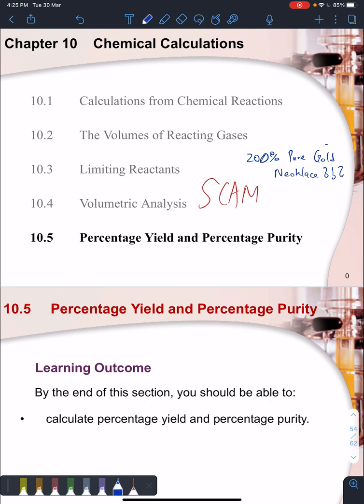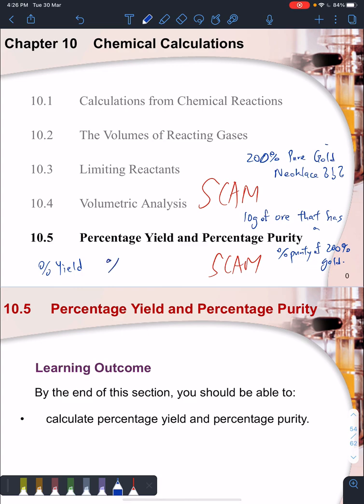Scam, right? Or your 10 gram of ore that has a percentage purity of 200% gold. Scam. So the percentage yield, percentage purity should never be more than 100%. The maximum is 100%. So now let's go into how to do such questions. All right, let's take a look.